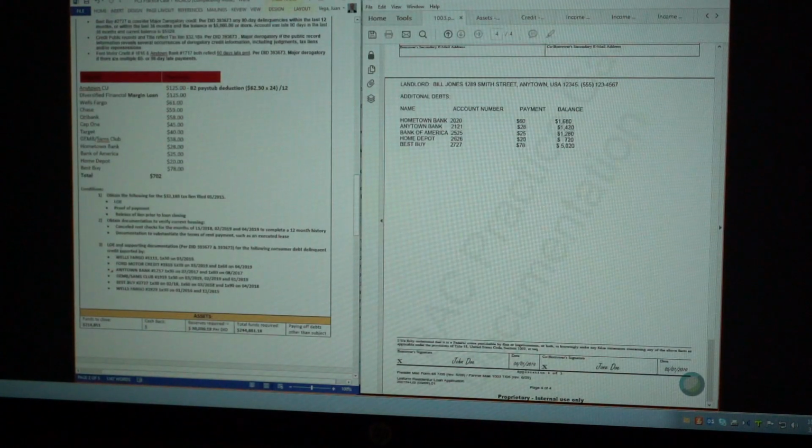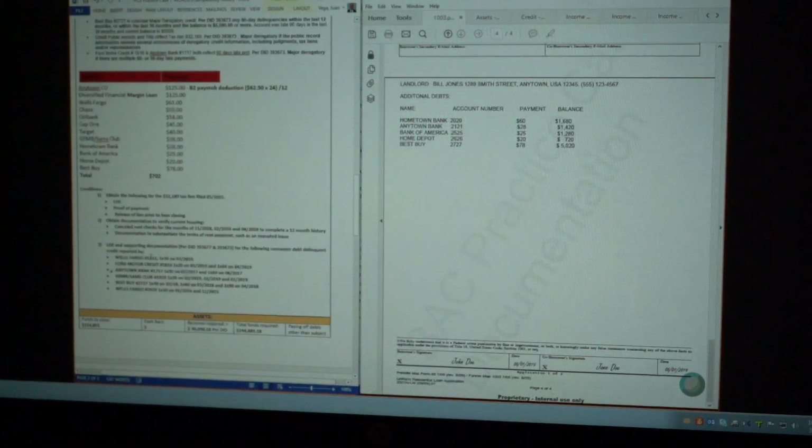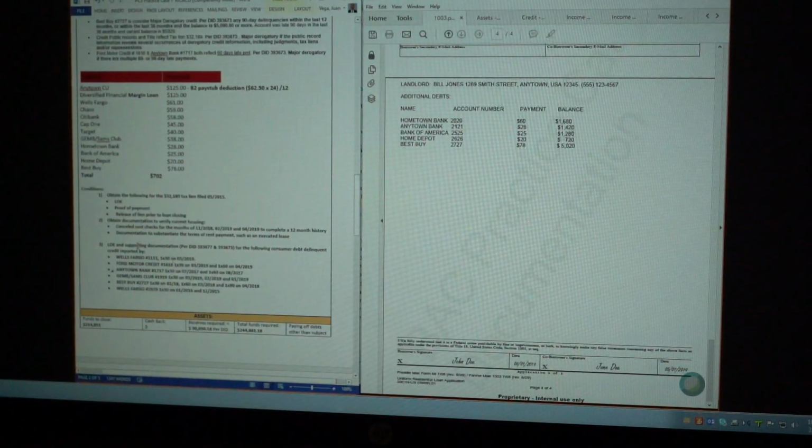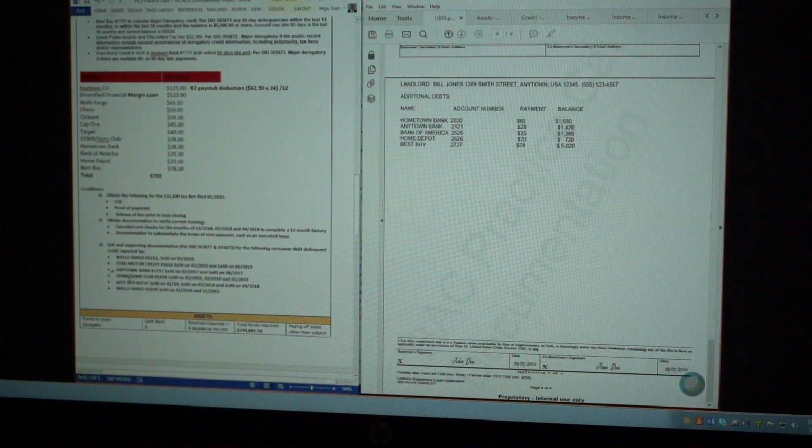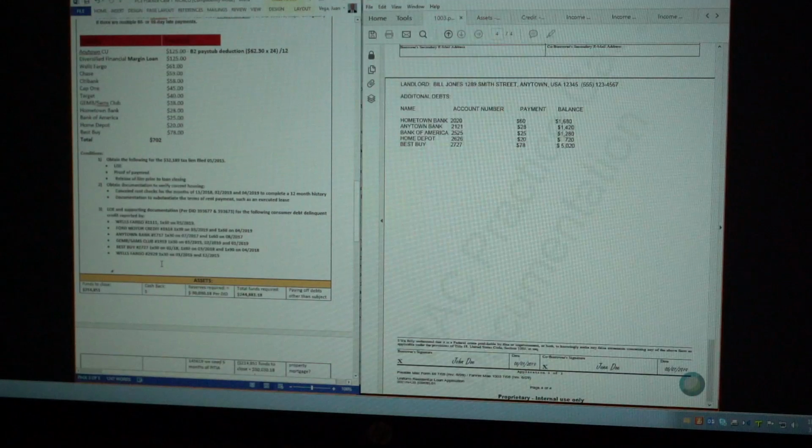And then for the other ones, we needed the Wells Fargo, the one that was 1 times 30. We need an LOE and supporting documentation for the following delinquent debt. We saw the Wells Fargo was late. That's the first one that was late. The Ford Motor Credit was also late, 1 times 30. Anytown Bank was also 1 times 30. Sam's Club, Best Buy, and Wells Fargo. So we need a letter of explanation for all those. Obviously, the decline, but you still have to condition for that.